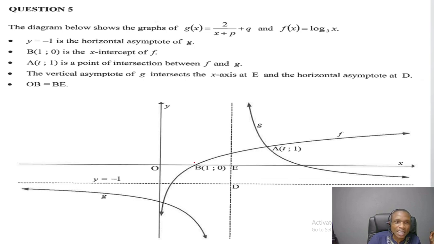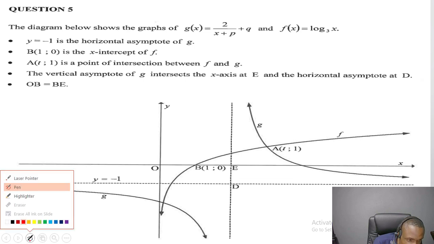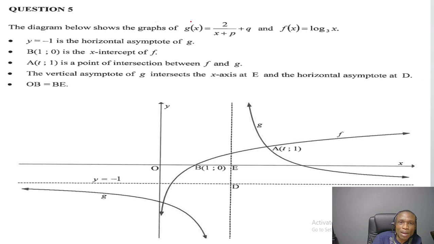Question 5 says, the diagram below shows the graph of g of x. So what you see down there is the graph of g of x. This is actually the equation, the function g of x, but they are saying the diagram below shows the graph of g of x. Can we see the graph of g of x? It is easy to notice that the graph of g is this one here.